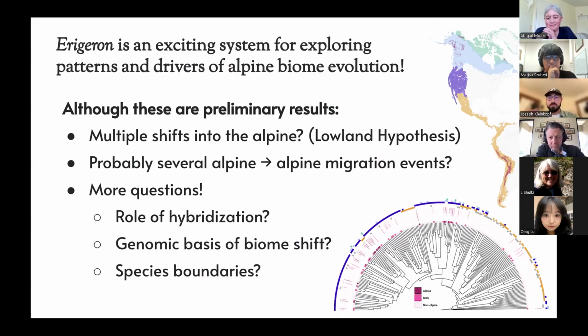So I've become really interested in the role of hybridization in this group. We know it's happening, but is there an adaptive role as well? We've also been thinking about what the genomic or transcriptomic basis of this biome shift could be, what could have allowed that, or is it already built into the genome architecture of this group? And then, of course, species boundaries, which we can't tackle with the data we have now, but maybe using a similar approach and broader sampling, we can start to tease apart what the species are and what the names are.